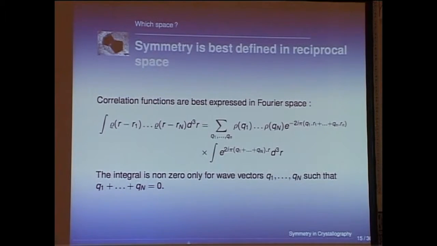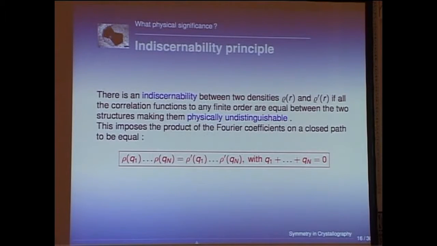Now the question is, if I take this correlation function and make a Fourier transform, each one here, which is a convolution product, becomes a simple product. And the thing that comes out here is that this integral is non-zero, this term is non-zero. That means that you have this reducing to all Q1, Q2, etc., Qn, such that they form a closed path. That's classic, nothing new. And the question is, assume that we can make in reciprocal space an operation that satisfies all correlation functions to any order.